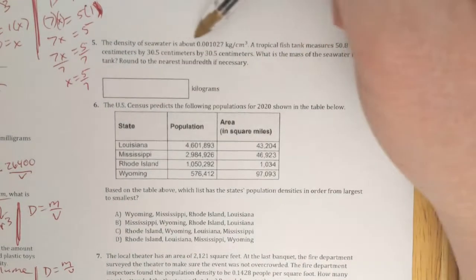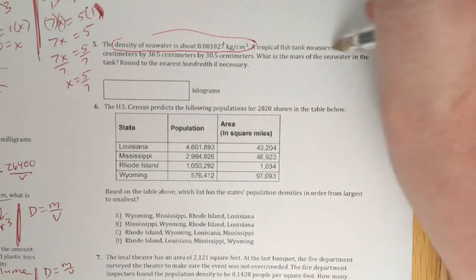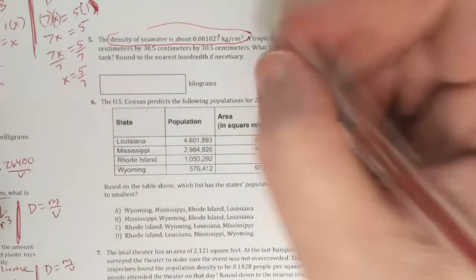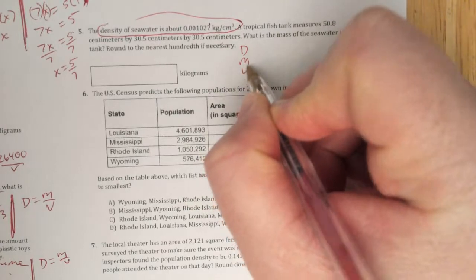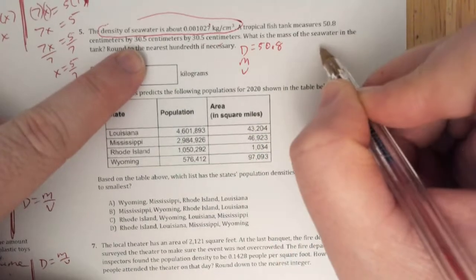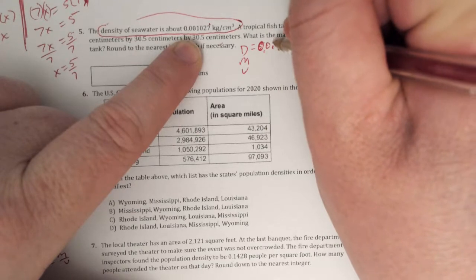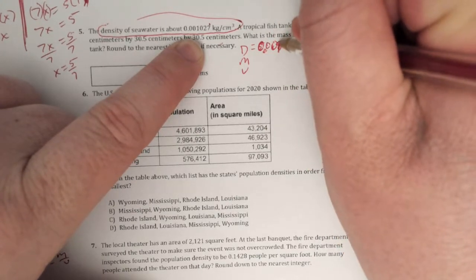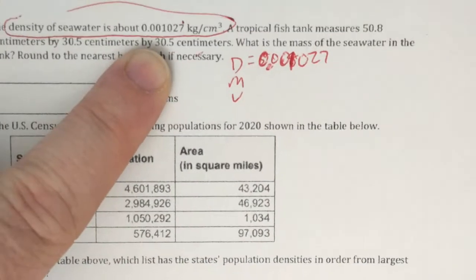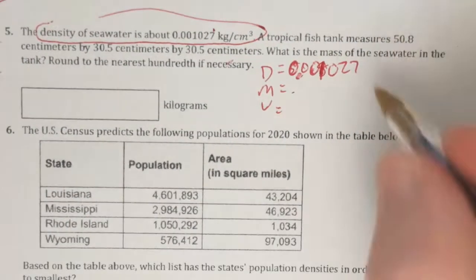Okay, the density of the seawater is this, so that's density. Tropical tank has this, so that's length, width, and height. What is the mass of the tank? So DMV, right? If D is 50.8, and I'm sorry, that's the wrong number. It's 0.01027. All right, so that is the density. And the volume, I can find the volume. That's really easy. So volume is length times width times height. So just take those other numbers.